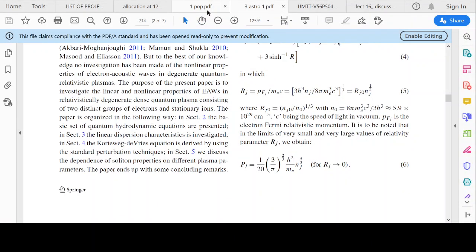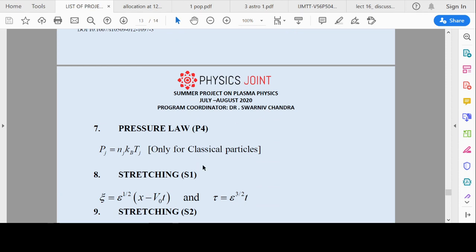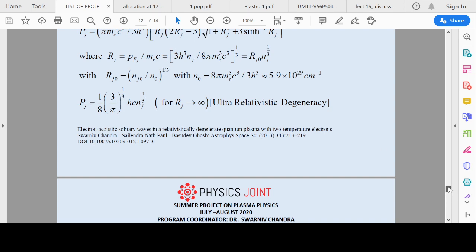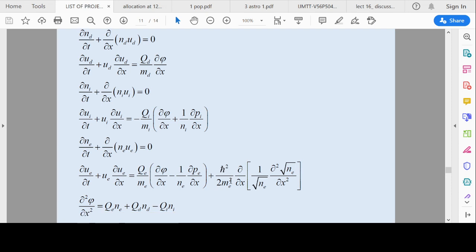And those who will be doing some other classical pressure, there we will get pressure like this: P is equal to nkT, only for classical particles. Remember why I said only for classical particles, because in many a problem you will find terms like this.